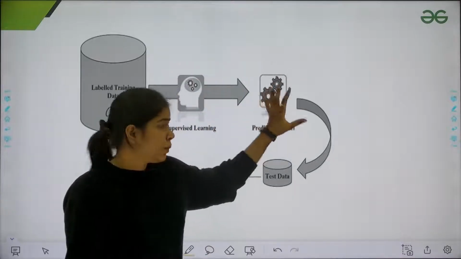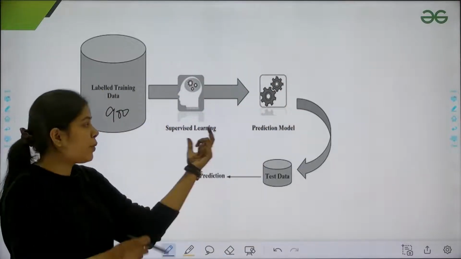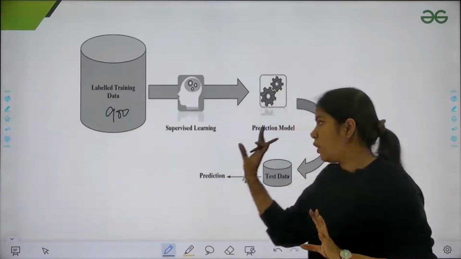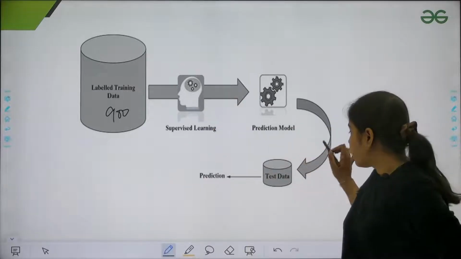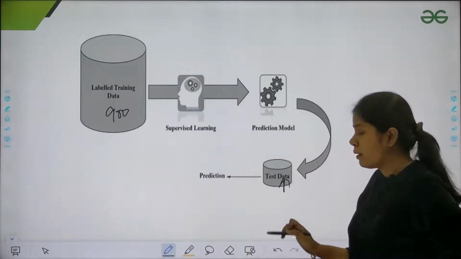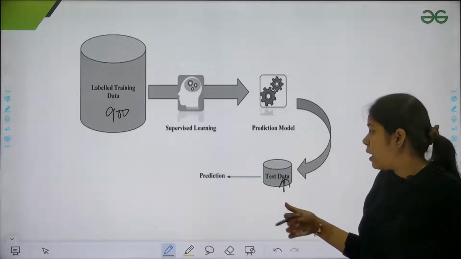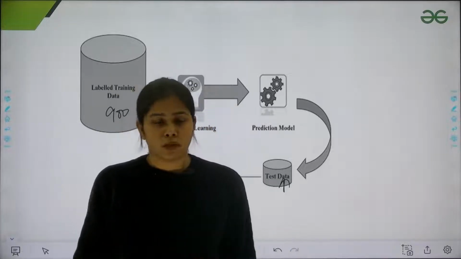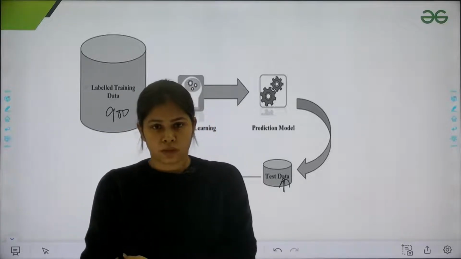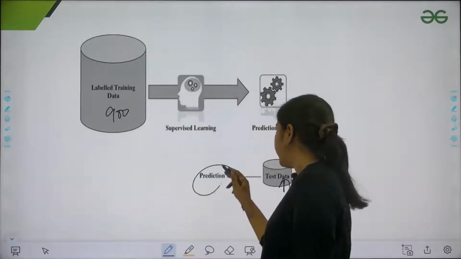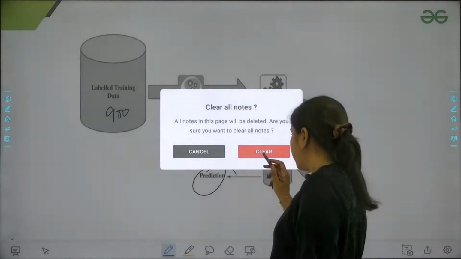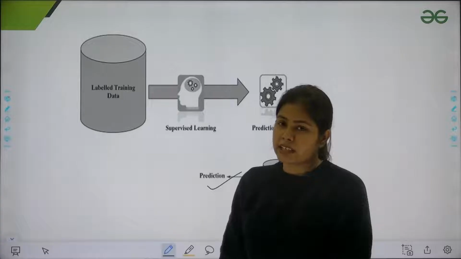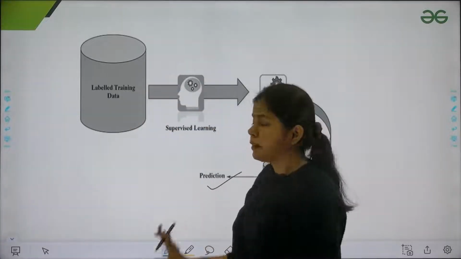Then it would go to the prediction model, right? That means I'll get some results based on that, and it would predict an output for the data. Then what would I do? I'll provide the test data to the algorithm to check how much accuracy I am getting, and whether my algorithm is working properly or not, right? And if it passes the test data, if I get good results from the test data, then I'll use it for prediction, right? So that's the working behind the supervised learning model.